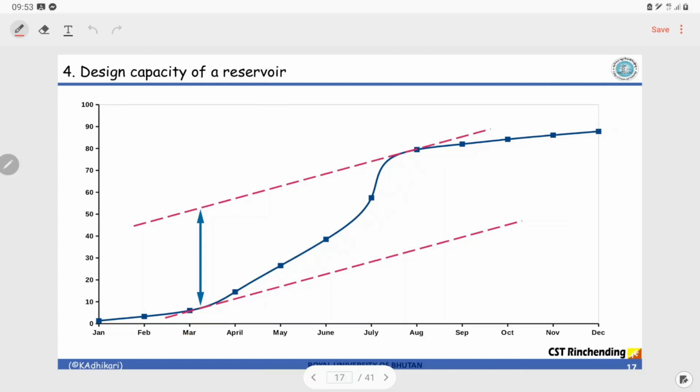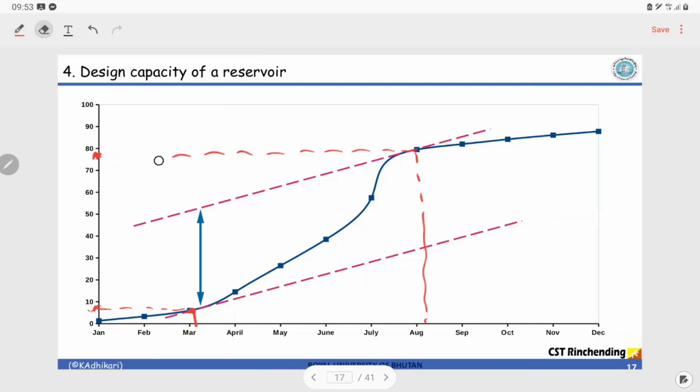So from here, how do we decide upon the reservoir capacity? During the month of March, the reservoir is at its lowest level. Yes, it is the lowest. This much water is there. In the month of August, somewhere here, this much water is there. The cumulative inflow is this much.